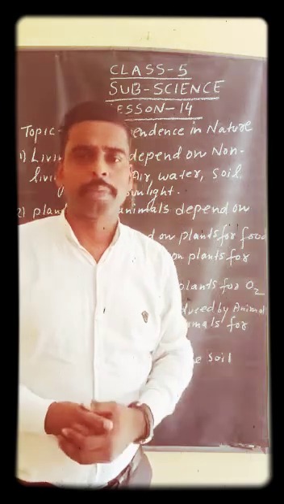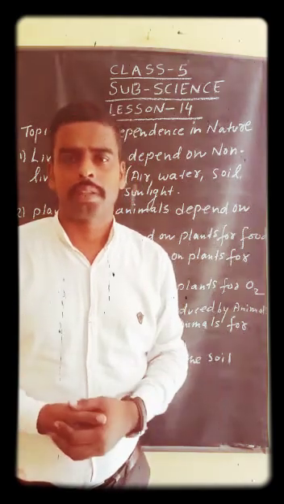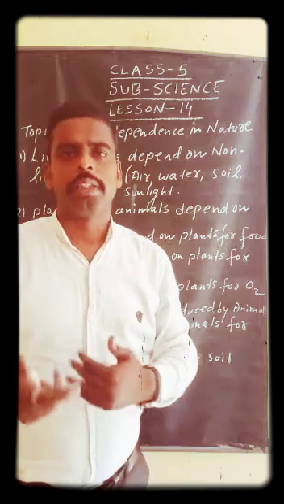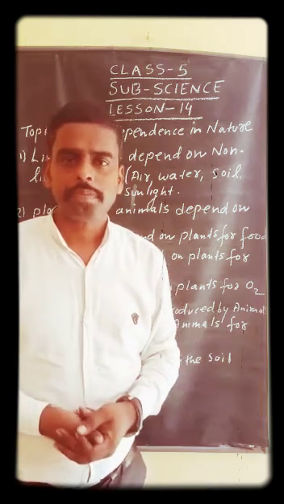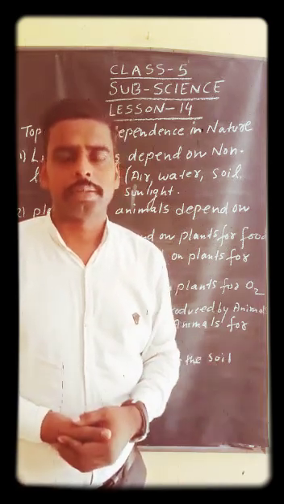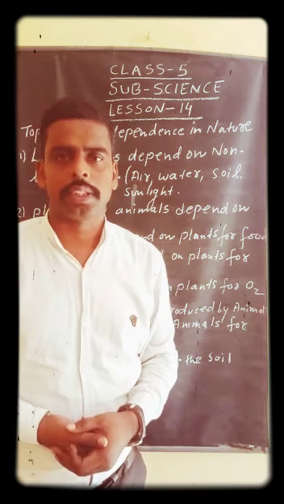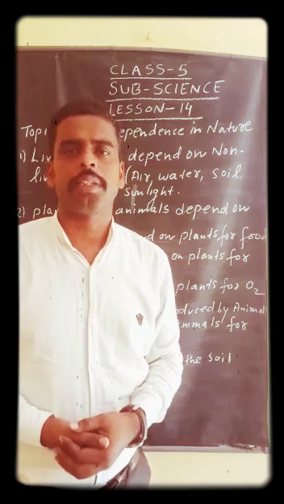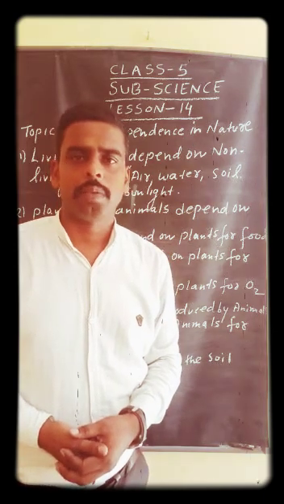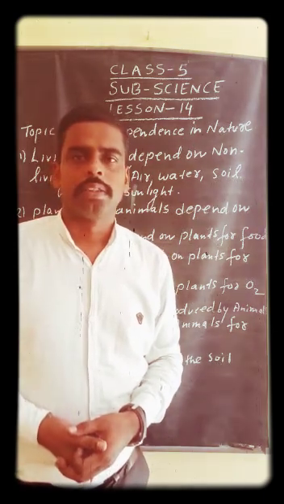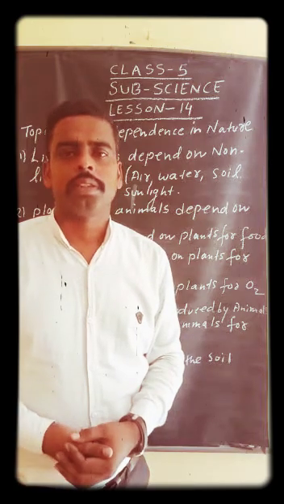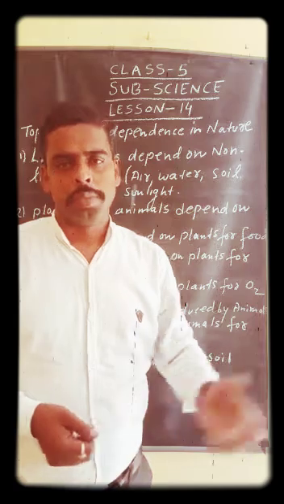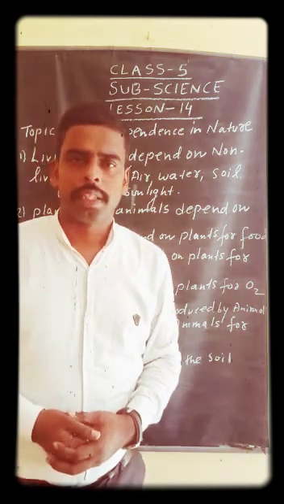Suppose when the plants do photosynthesis, they release oxygen gas, and oxygen gas is required for us, and in return we give them carbon dioxide gas for the process of photosynthesis. That's why, what does photosynthesis mean? Photosynthesis means the green plant makes its own food with the help of sunlight, water, minerals, etc. That process is known as photosynthesis. Photo means light and synthesis means making food. Without sunlight, plants cannot make their own food.